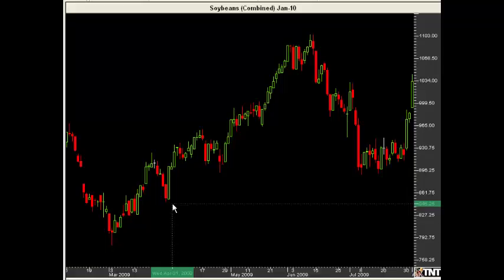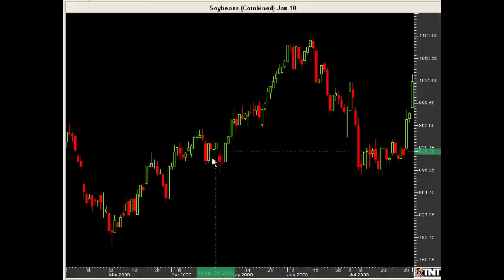The first method is pure support and resistance. And what I mean by that is, as support and resistance traders, we're looking for a trending market to be making new support and resistance levels as the market continues in its direction. So for instance, here we have the soybean chart, and you can see that from last March to the middle of June, the market was in an uptrend.